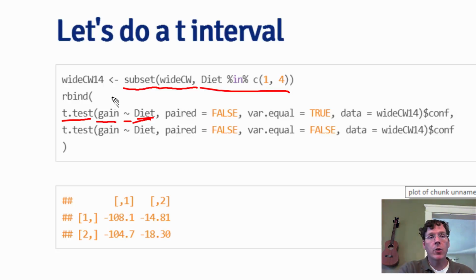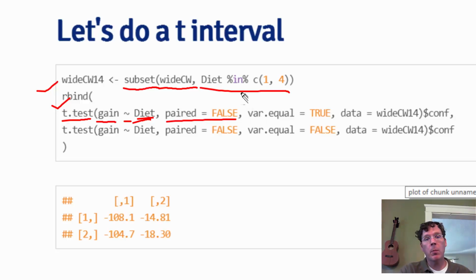Here I show the interval. Again, I'm collecting the results with an rbind statement. I want paired equals false, which in this case paired equals true isn't even an option because the vectors are of different length.